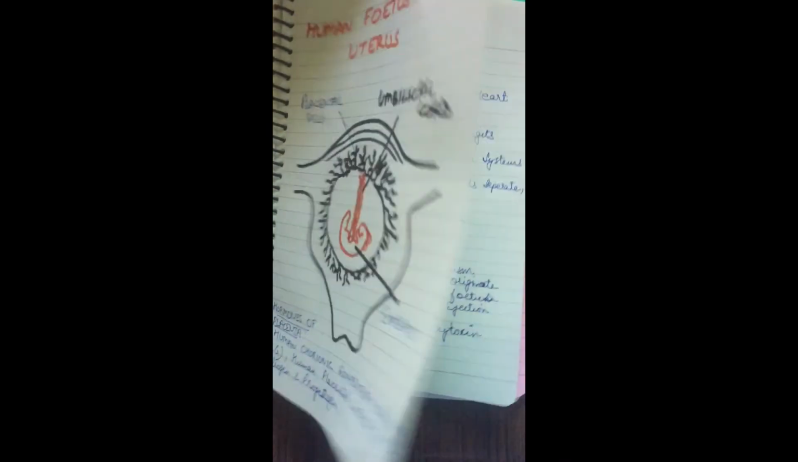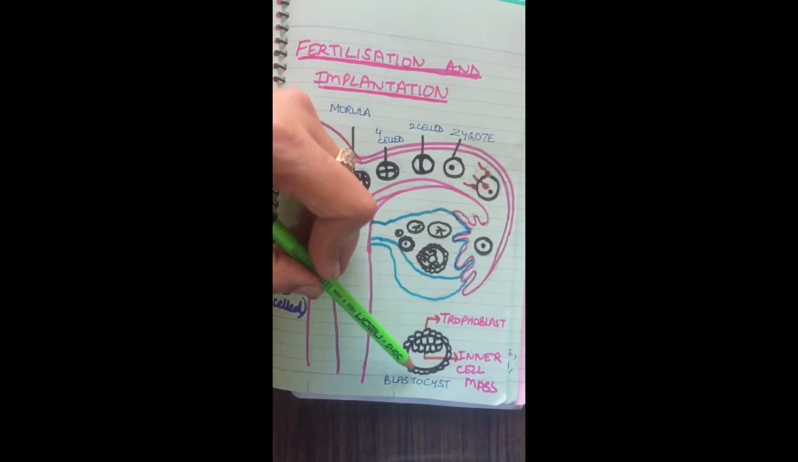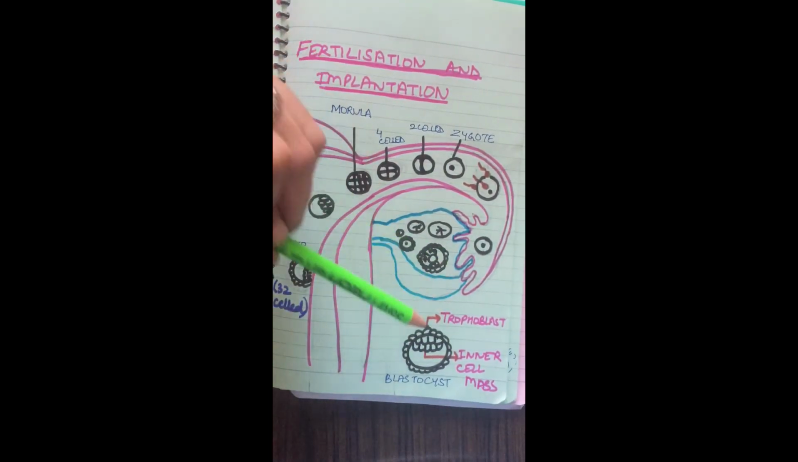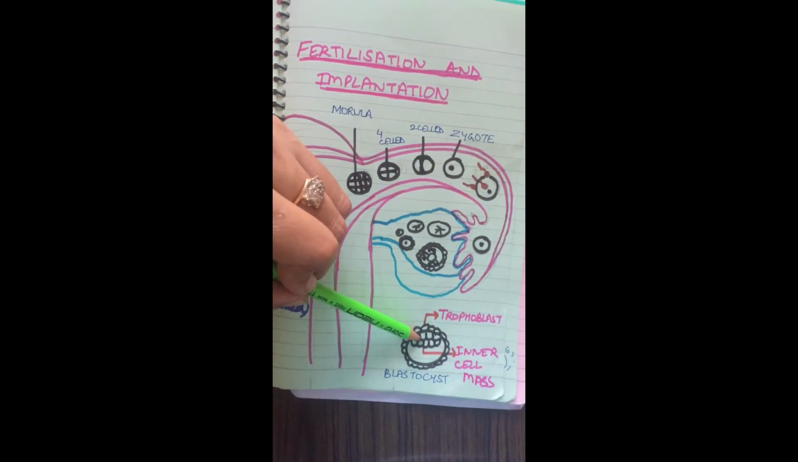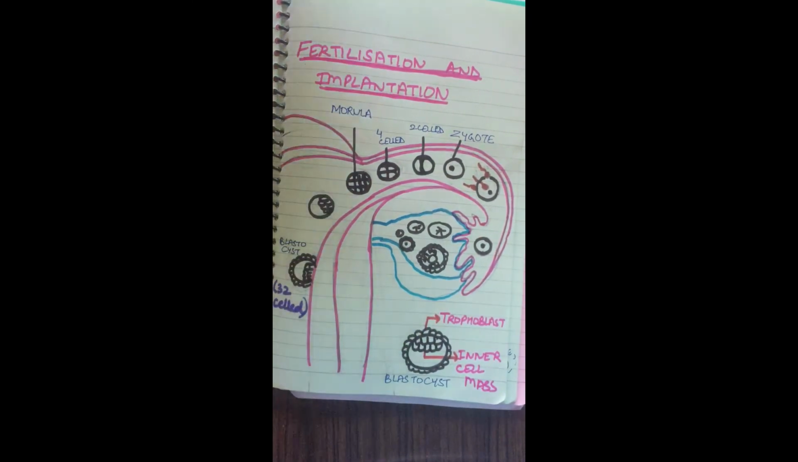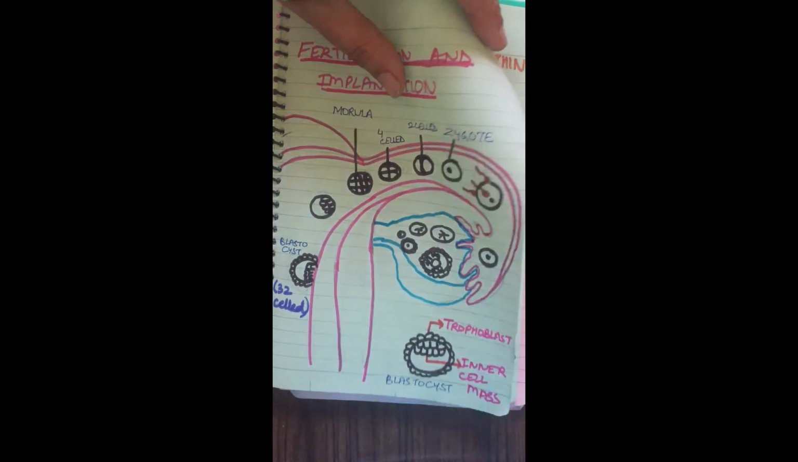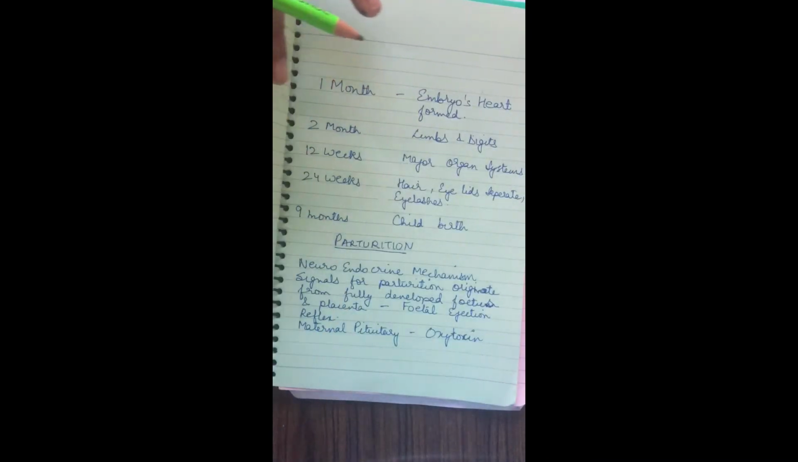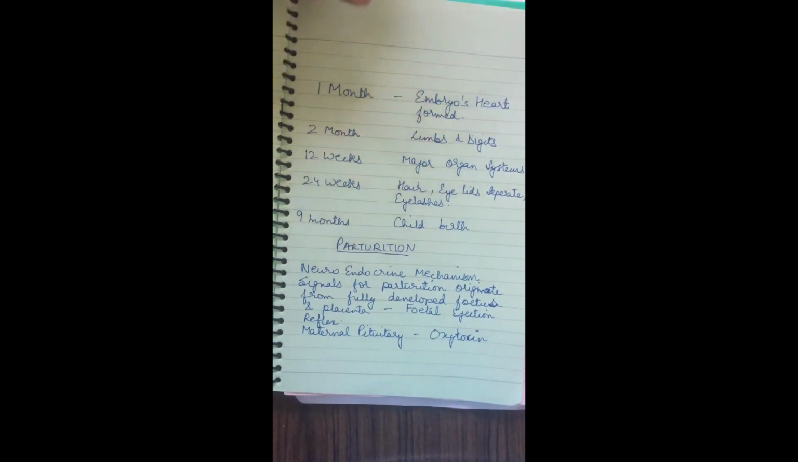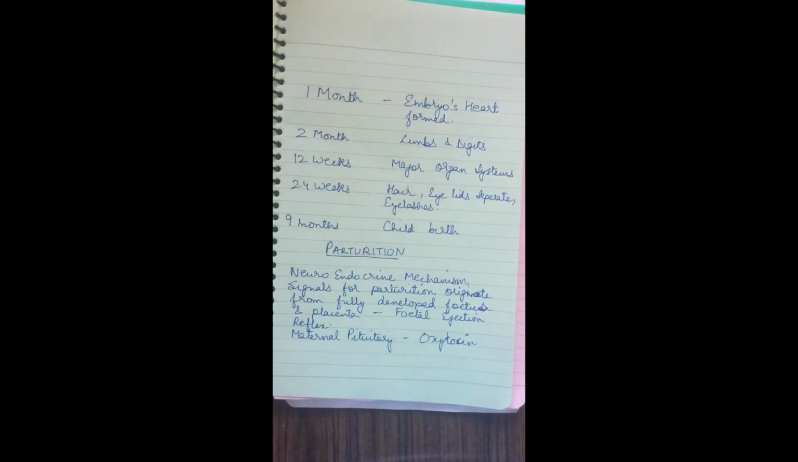So the trophoblast is involved in placenta formation, and the inner cell mass further differentiates into three layers: ectoderm, mesoderm, and endoderm. And all these three wall layers will result in the formation of different organs of the body of the embryo. So after 1 month, heart formation occurs, and by the end of 2 months, limbs and digits appear in the embryo, and by the end of 12 weeks, major organ systems develop.